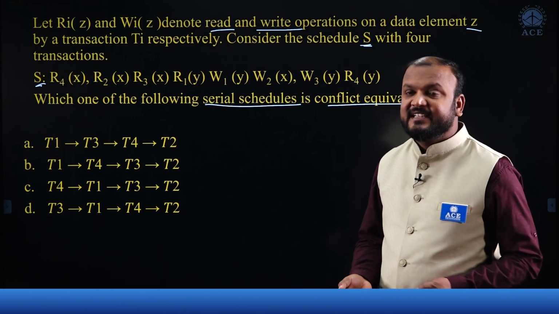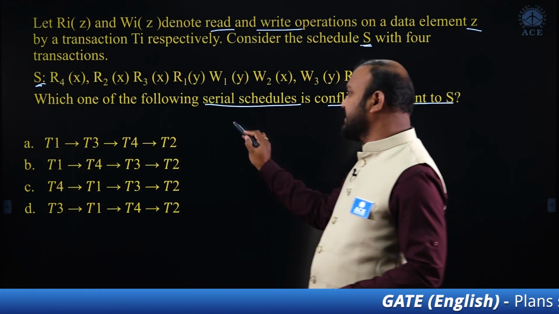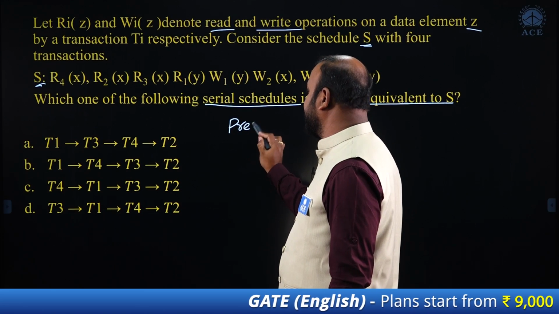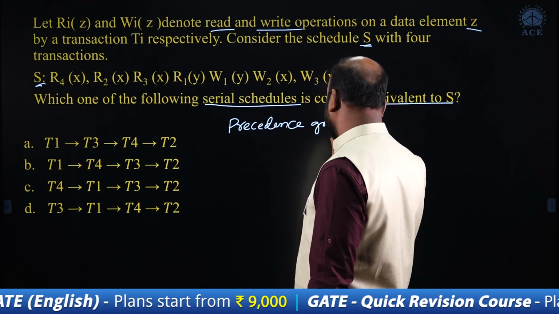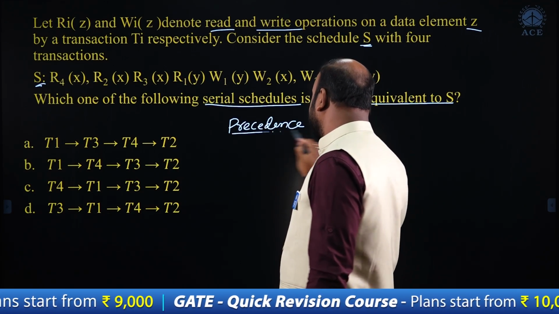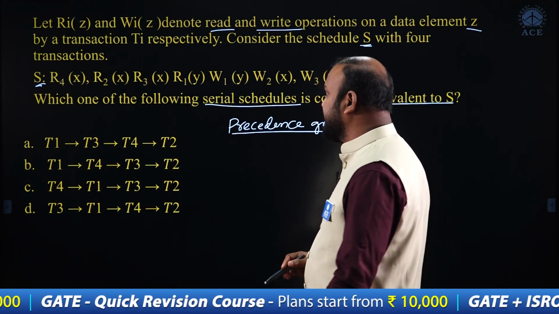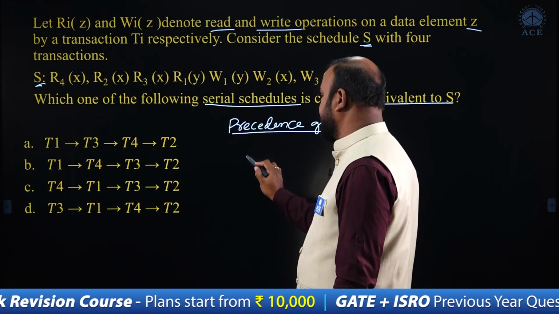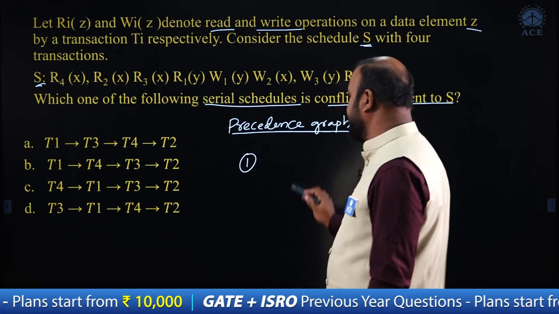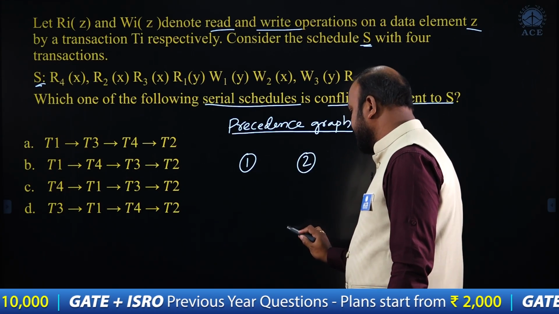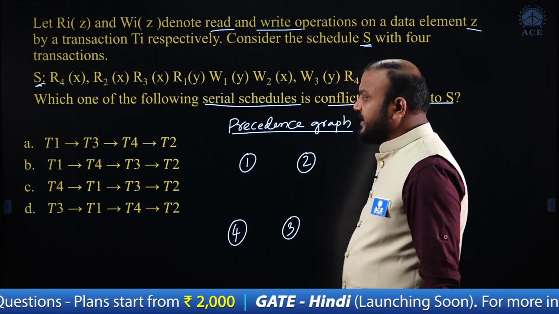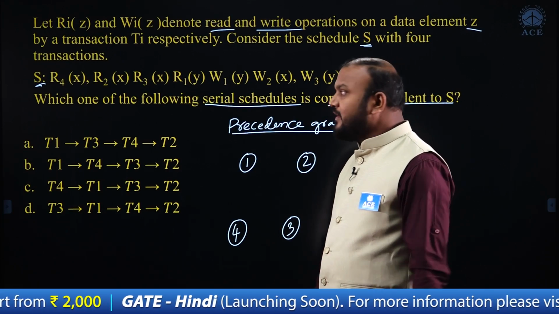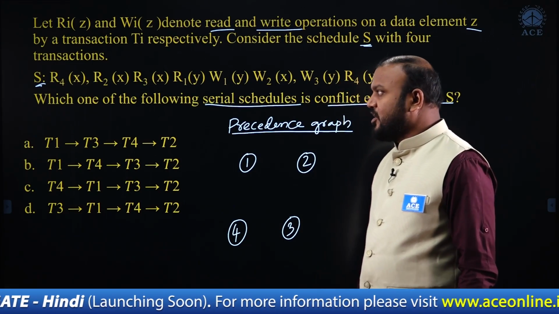How do we find it? Simple. We have to construct a precedence graph for the schedule so that we can easily answer the question. Now in a precedence graph, we have one vertex for each transaction. With 4 transactions, I am going to have 4 vertices: 1, 2, 3, 4. Look, we have to draw an edge for each conflict operation.